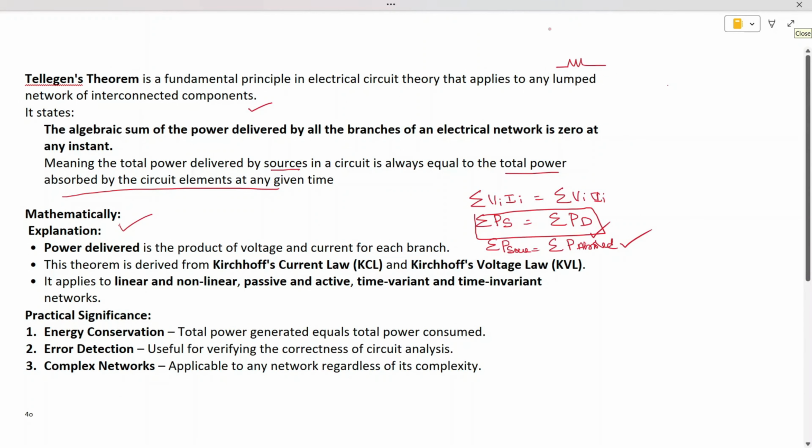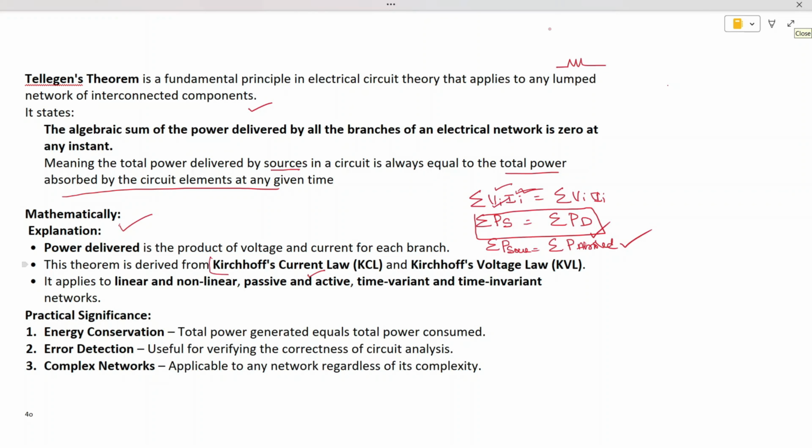So what is this mathematically? The power delivered is the product of voltage and current. The short notation is the product of the voltage of the voltage source and the current delivered by the source. This theorem is derived from KCL, because KCL means currents are there, and since voltages are there, it is derived from KCL and KVL.